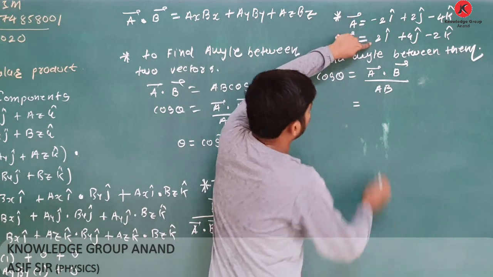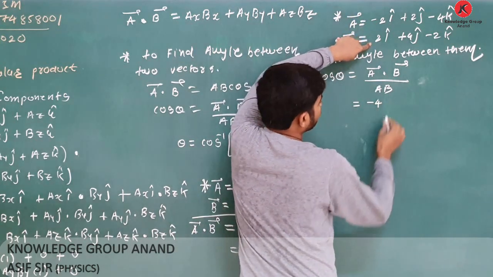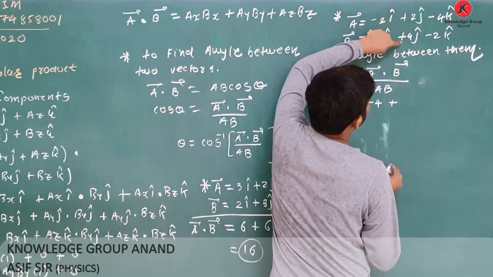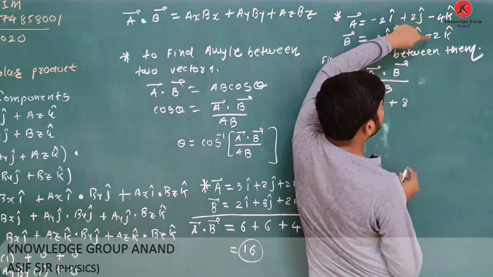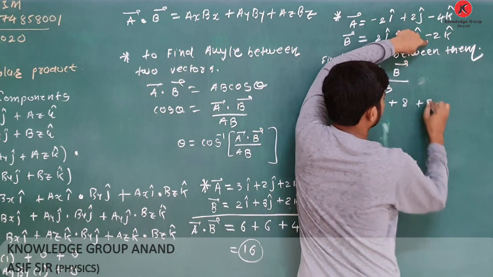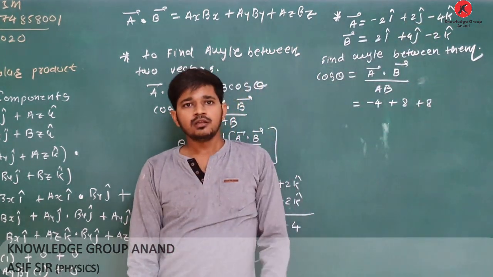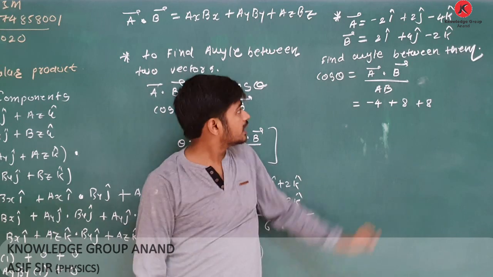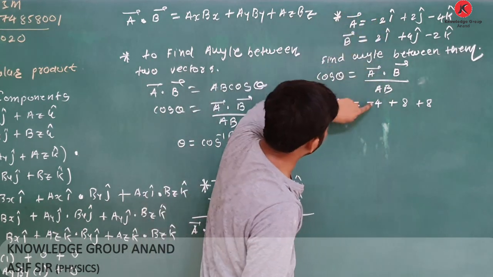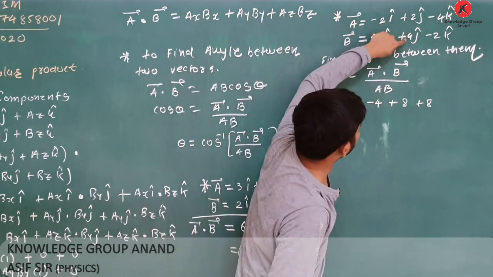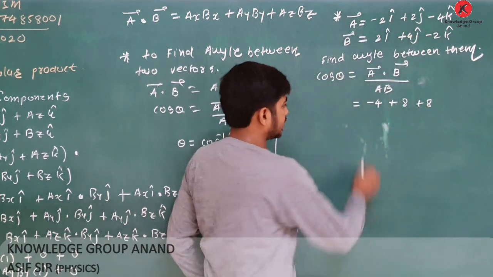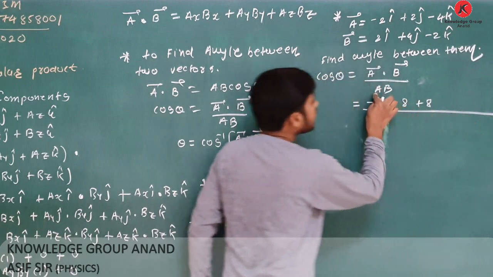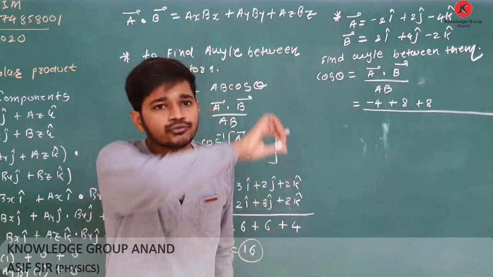Minus 2 into 2, minus 4. Plus 2 into 4, it is 8. Minus 4 into minus 2, yes, it is plus 8. Clear about this? Again, minus 2 into 2, minus 4. 2 into 4, 8. Minus 4 into minus 2, 8. Divided by A, which means the magnitude of vector A.